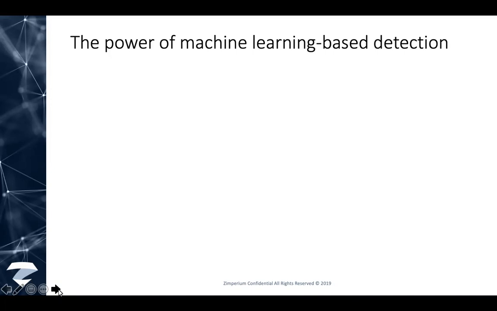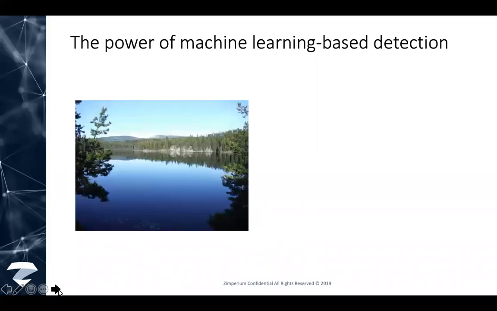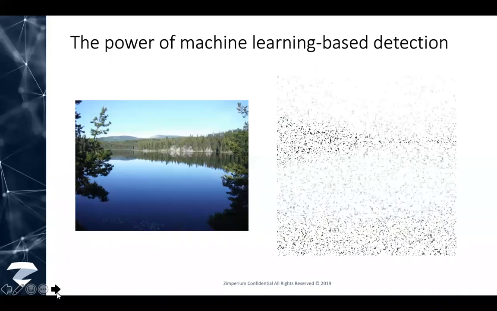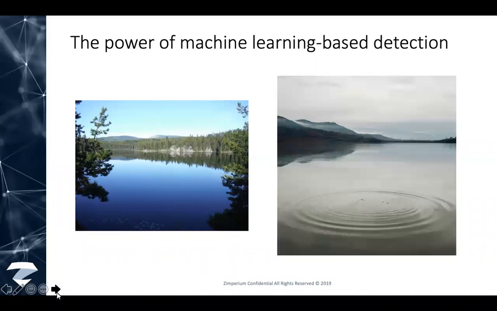But first, let me give you a little bit of an analogy. Here's the way I think of machine learning-based detection. We're all sitting here, it's a beautiful morning, we're at this beautiful, pristine lake, there isn't a ripple on the lake, we're having our coffee, we're relaxing, we're just enjoying it. And then somebody comes and throws a rock in, and it sinks to the bottom.